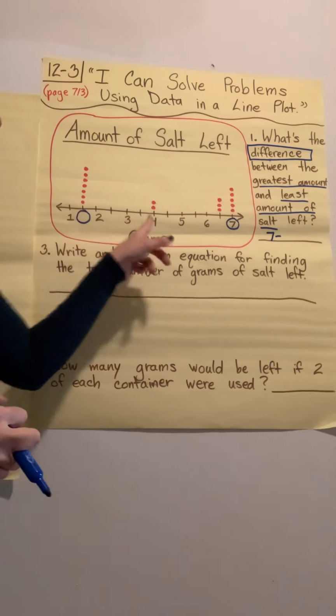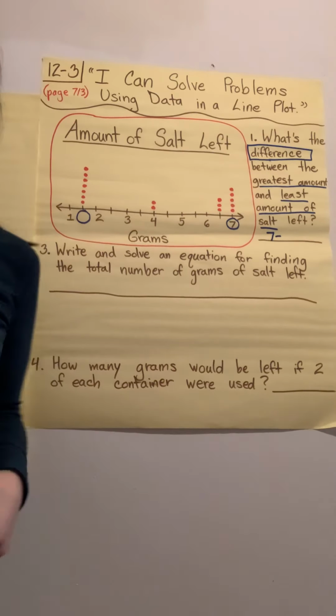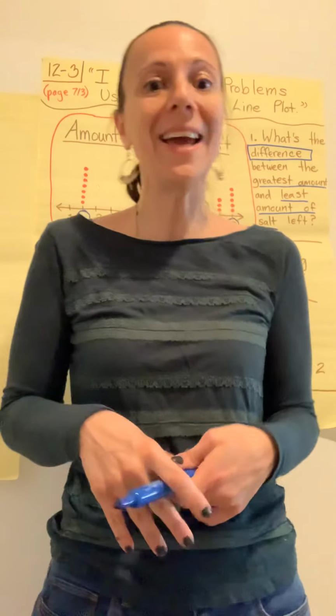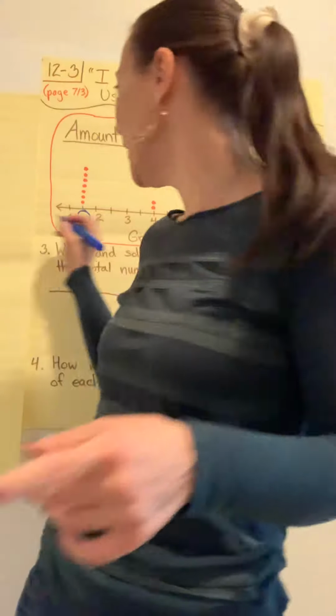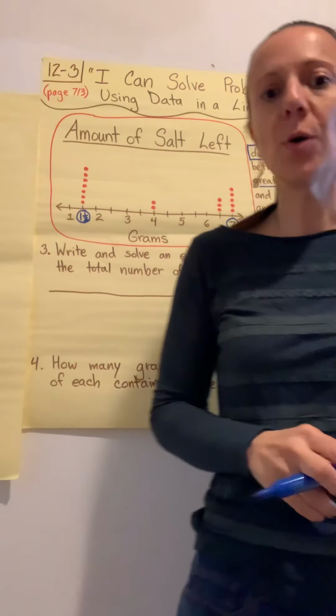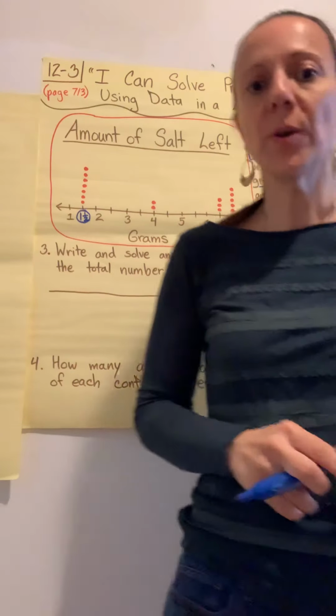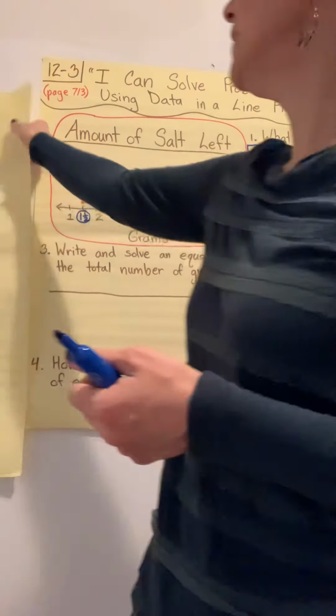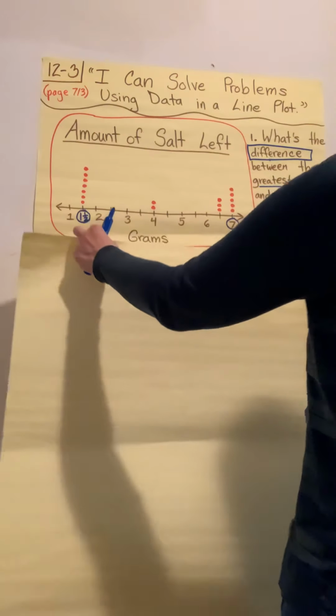This one is one of the unlabeled hash marks I noticed before. So I know if there is one empty mark in between 2 numbers, it has to be the halfway point. So since we're counting in whole numbers here, those will obviously be the halves. So this is the one between 1 and 2. That means it has to be 1 and 1/2 grams. So in order to get the difference between the greatest and least, I would have to do 7 minus 1 and 1/2.